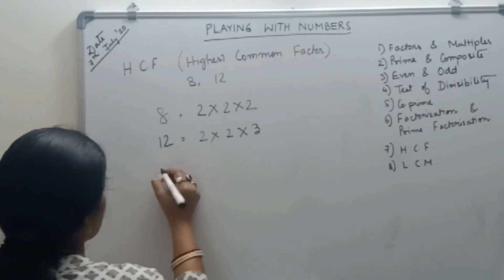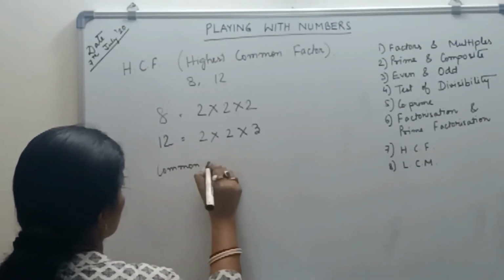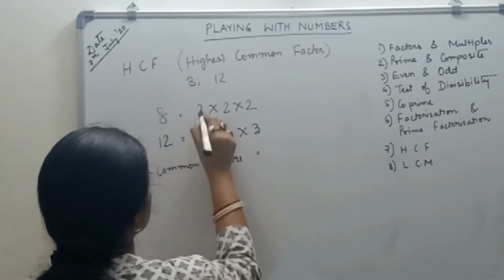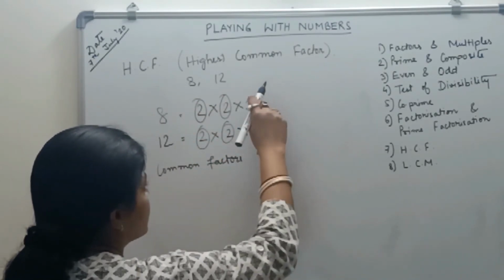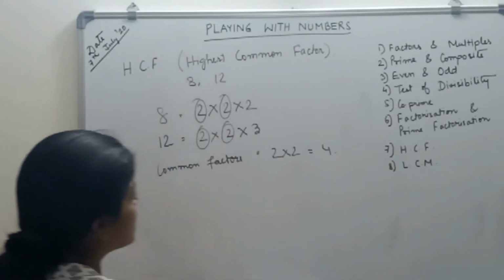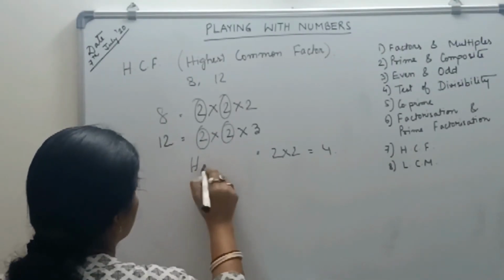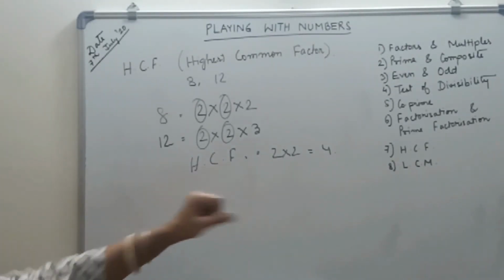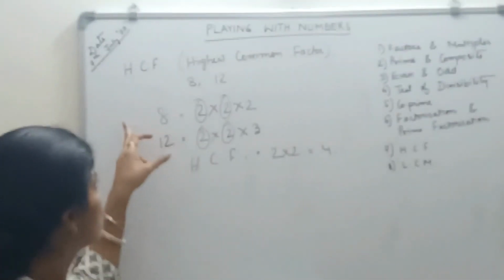So here I can take the common factors. 2 is there, again one more 2, here there is no common. So 2 into 2, that is 4. So this is the HCF. HCF is equal to 2 into 2. So this is the other way we can find the HCF of a number.